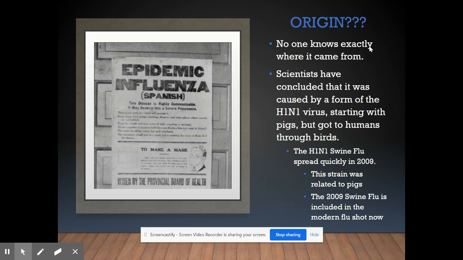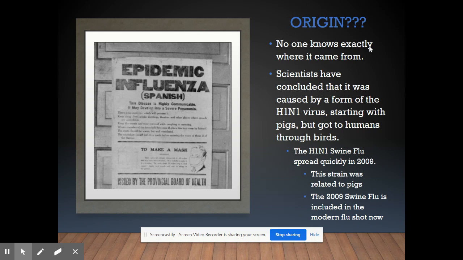But basically, H and N are these proteins that stick on the outside of the virus, kind of like coronavirus has those spikes. Influenza has these H and N spikes, and there are different combinations. So you can have H1N2, you can have H3N5, basically, but this one was H1N1.